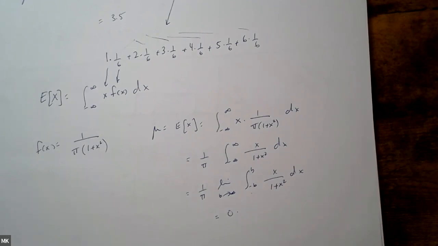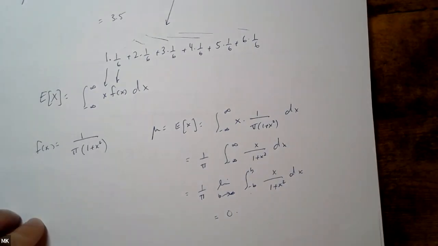Now, one of the other examples of continuous ones is the normal distribution. The normal distribution, your classic bell curve, is a continuous density function. It looks something like a bell curve.